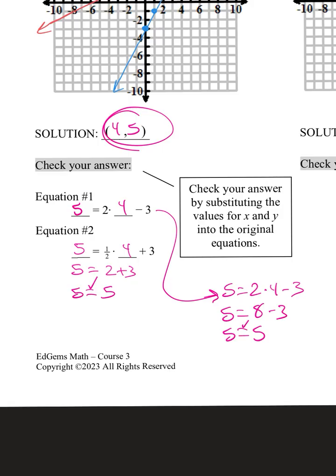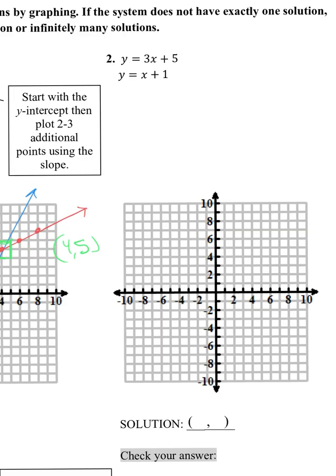Okay, let's jump to number 2. So here we go with number 2. We have our two equations, y equals 3x plus 5, and the second equation is y equals x plus 1. So just like before, the y-intercept for the first equation is positive 5. And the slope for that equation is 3 over 1, or the same thing as 3.